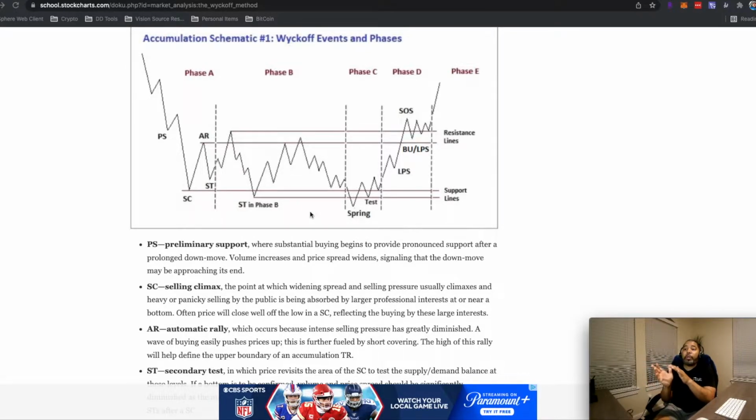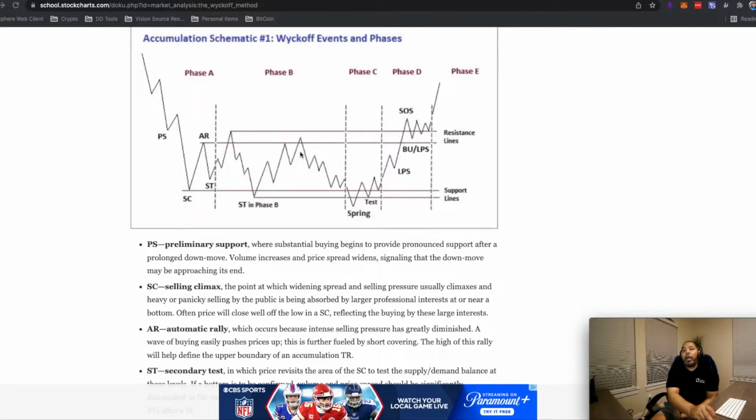And we'll show you an example of this on the chart. Okay. So after your test, you get what is called an LPS, which is a last point of support. And from here, it breaks past the resistance lines and gives you a backup last point of support. And then from there, you get your SOS, which is your sign of strength. From there, it kind of runs and does what it does.